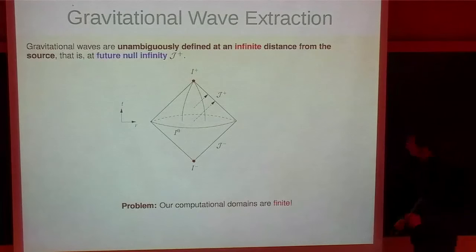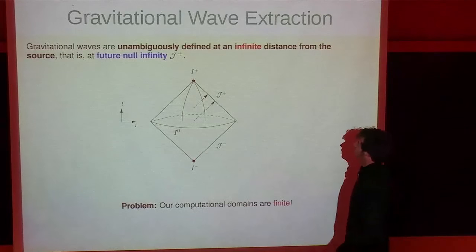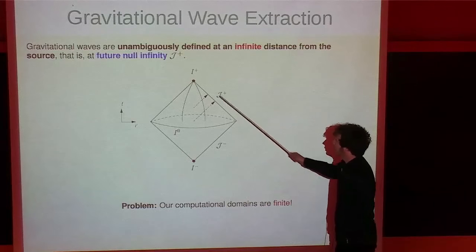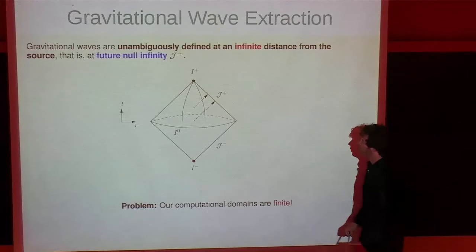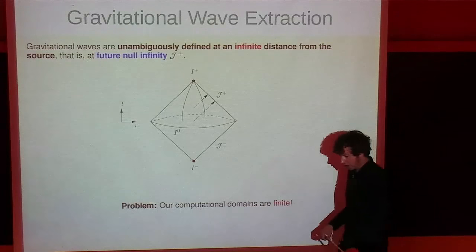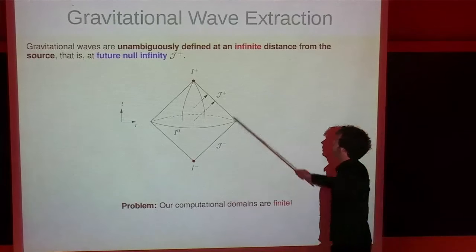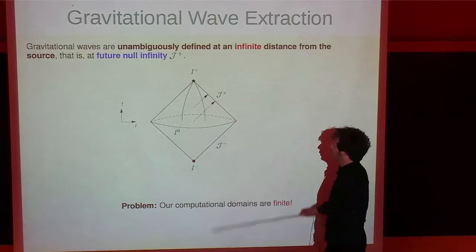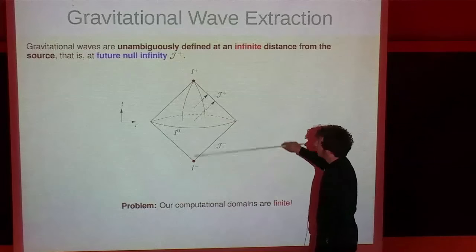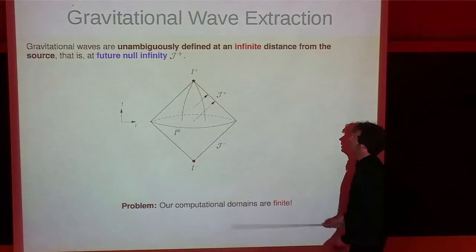Okay, just to give you an idea of how we extract gravitational waves. Ideally, gravitational waves are extracted at future null infinity. That's the conformal boundary, the outer boundary of space-time, scri plus. This is where you can identify unambiguously from the background space-time what a gravitational wave is. Unfortunately, of course, our computational domains are finite. That means we only simulate a subset of the entire space-time.